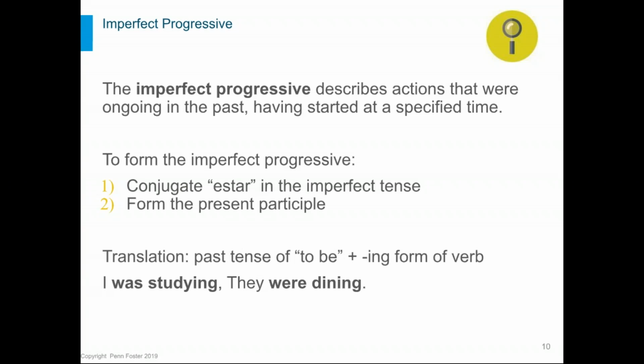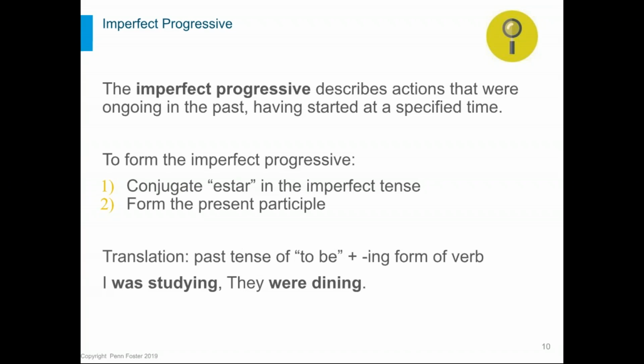And again, the conjugation rules are basically the same as the present progressive. The big difference there being at the end of step 1, we're no longer using the present form of estar. Now we will use the imperfect form of estar, which is a past tense form, which you may be familiar with. If not, we'll discuss it shortly. And the second step is the same. We're still going to form the present participle of the second verb. And again, it can be regular, ending in ando or iendo, or it can be one of those irregular from a few slides back.